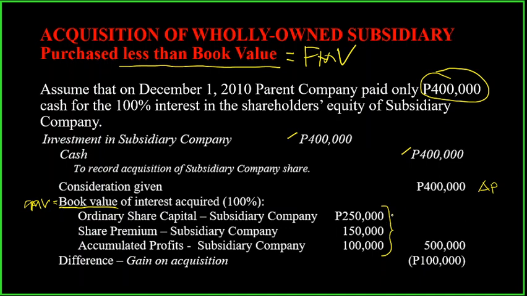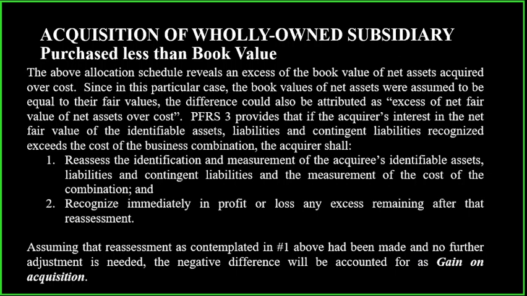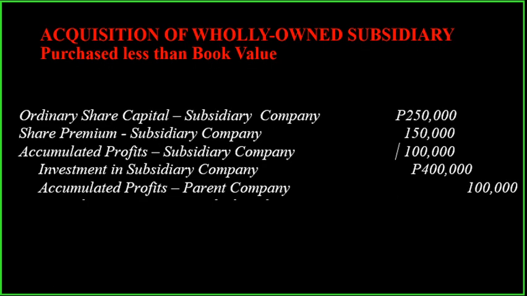Okay, you eliminate this, and since there's no adjustment because book value is equal to the fair market value, another elimination entry will be to recognize this gain on acquisition. So, this is how it will look like.